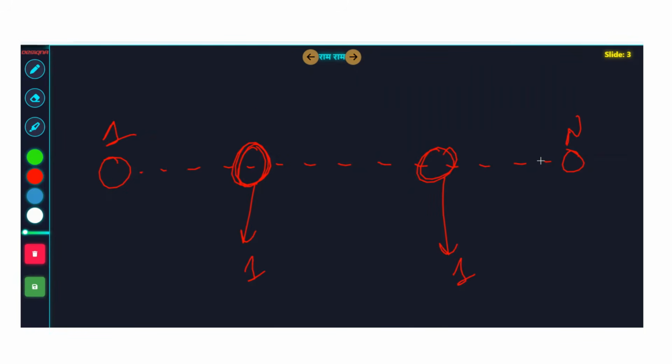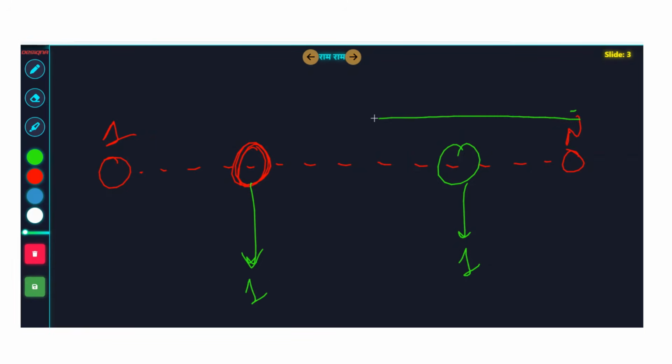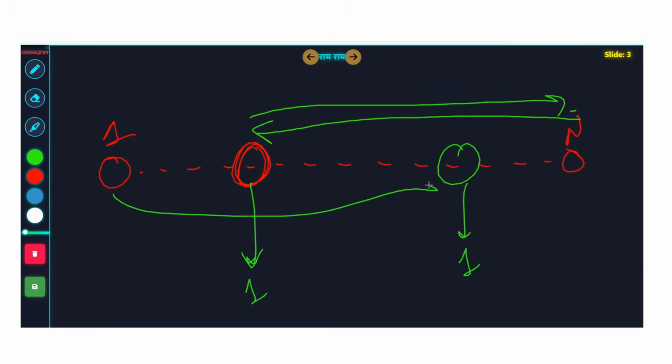This is a general answer, but this is not the final answer. Never do this mistake, like this is node 1, this is node n. Never do this mistake that from node number n you try to reach this node and then you come back, and from node 1 you try to reach this node vertically and then you come back. This is not good. Why?